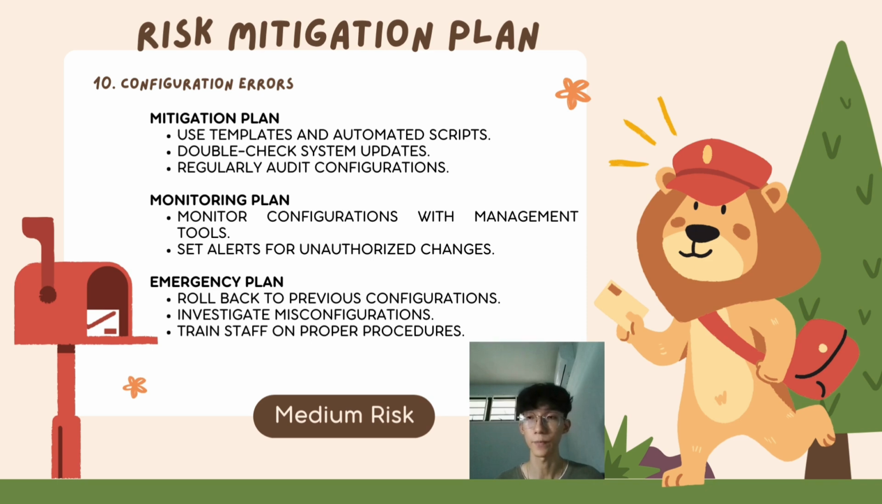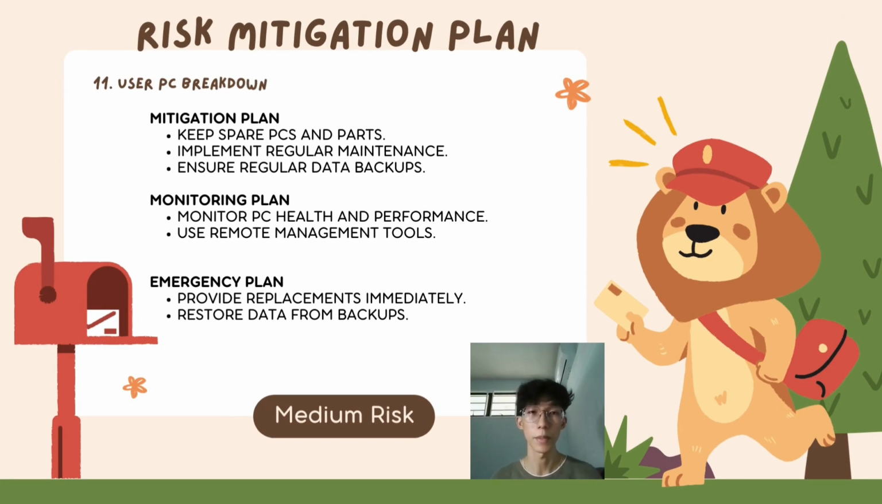The fourth medium risk is user PC breakdown. The breakdown of user PCs can disrupt both productivity and overall business operation, posing a significant risk to efficiency and output for the company. In order to mitigate the risk of user PC breakdowns, the company could maintain an inventory of spare PCs and parts to ensure quick replacement when needed. And also implement regular maintenance and update schedules for all the PCs to keep them running smoothly and prevent potential issues. And take note also to regularly back up data to prevent loss in case of breakdown, ensuring that all the important information can be easily restored.